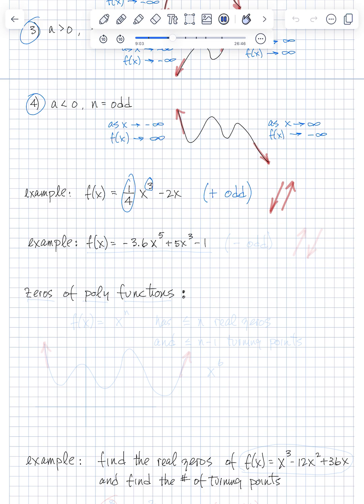So the next example, f of x is equal to negative 3.6x to the 5th plus 5x cubed minus 1. We're just going to identify this is a negative and it's an odd. So we know the negative odds rise on the left and fall on the right. So we have rising on the left and going down on the right. That's all you need to do. You can write it out too, but just doing the arrows is sufficient.